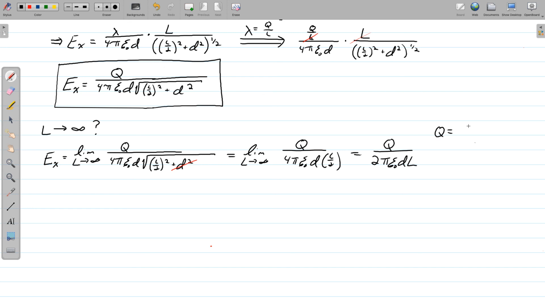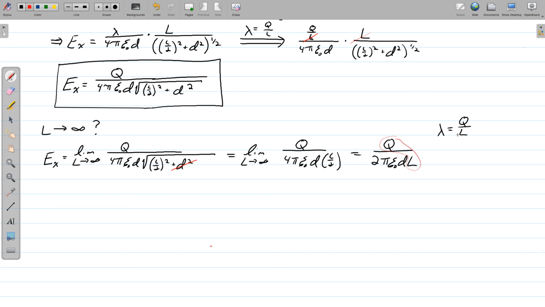But don't forget, Q equals L times lambda. Actually, that's one way to look at it, but don't forget what lambda is. How about we do it that way instead? Lambda is the total charge over L. Well, that's what I have right here: total charge over the total length.